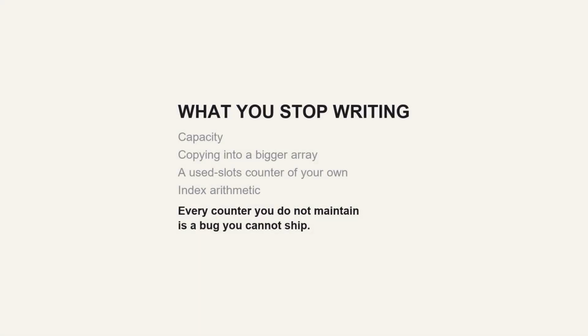This matters because of what you stop writing. The array version had you thinking about capacity, copying, and indexes. 3 things that have nothing to do with orders or customers. The list version has you thinking about what is in the collection and what you want to do with it. Fewer moving parts is not a style preference here. Every counter you do not maintain is a bug you cannot ship.